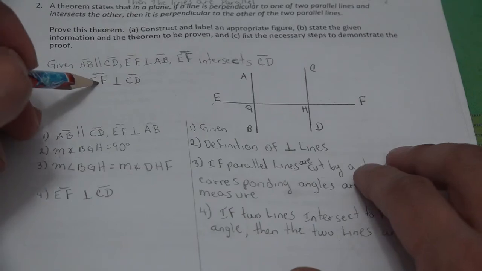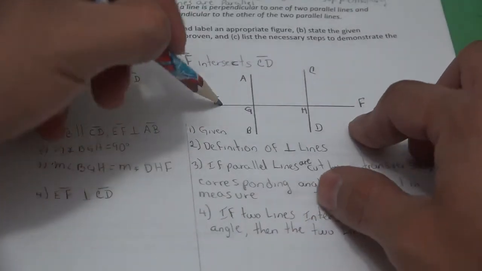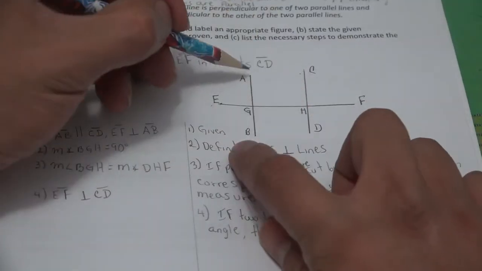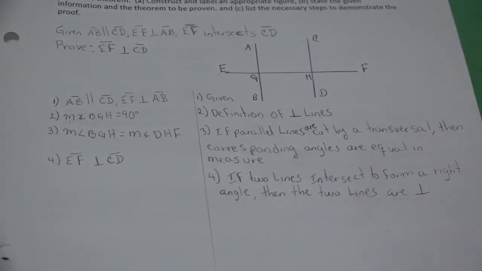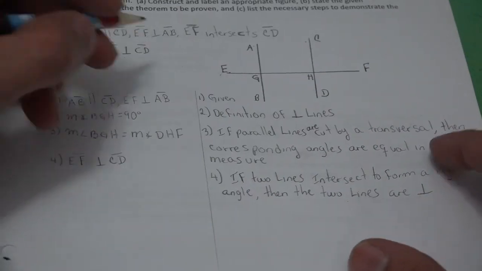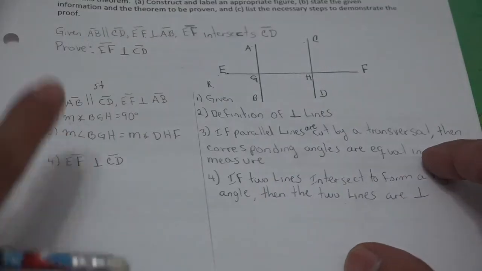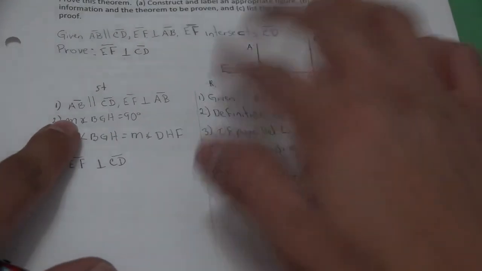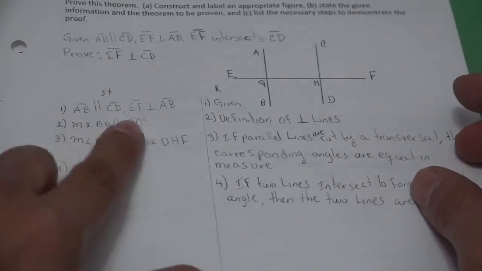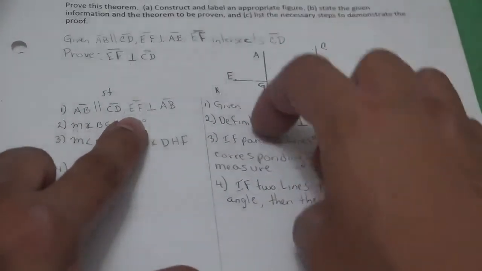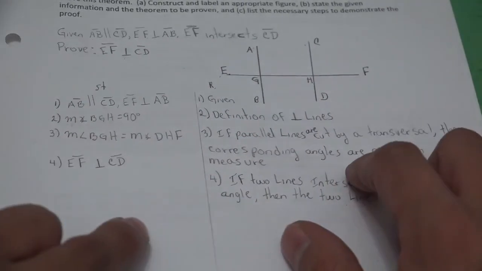I'm supposed to prove that EF is perpendicular to CD. We know it's perpendicular to AB. So let us start. And what do we start with? Always the statements, okay? Statements and reasons. And my first thing is going to be the given. AB is parallel to CD. They said it. And I know that EF is perpendicular to AB. Boom, given.